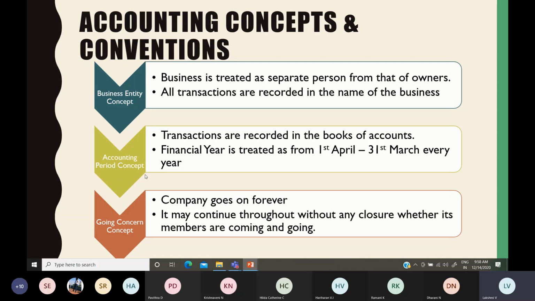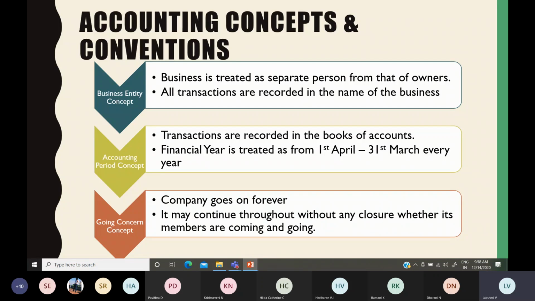And then the accounting period concept. Usually whatever transactions are happening, everything will be recorded as per the financial year. Most probably every business will try to adapt this as the financial year. So what is your financial year? It is right from 1st April to 31st of March, every year, and it will be maintained.